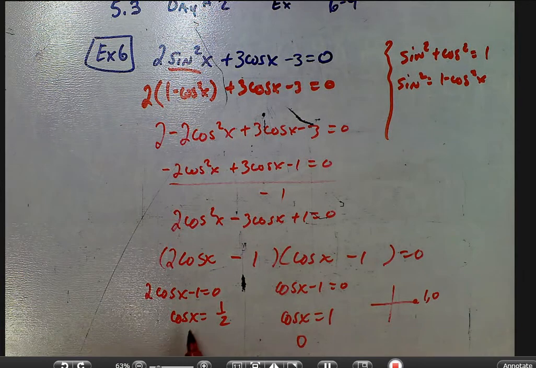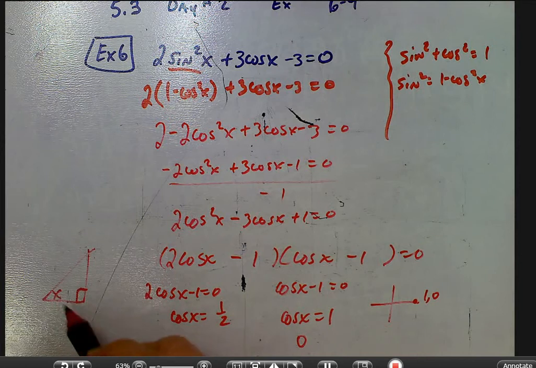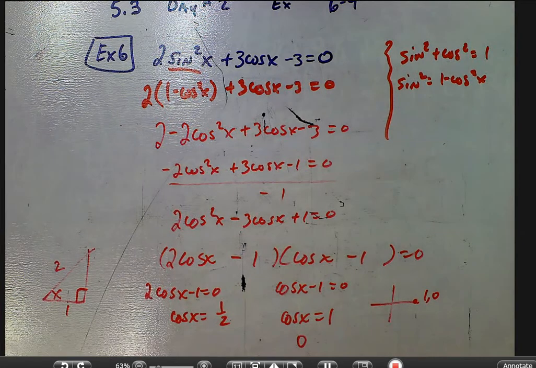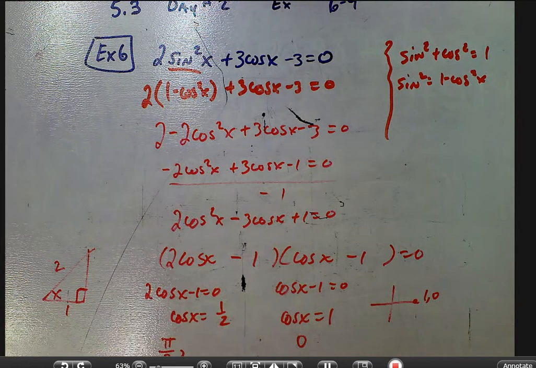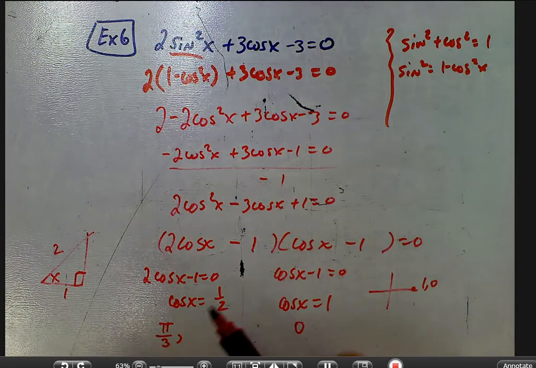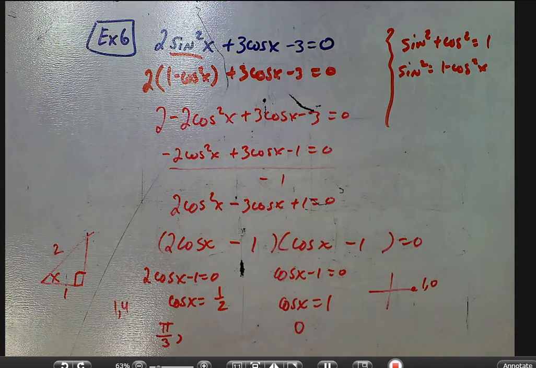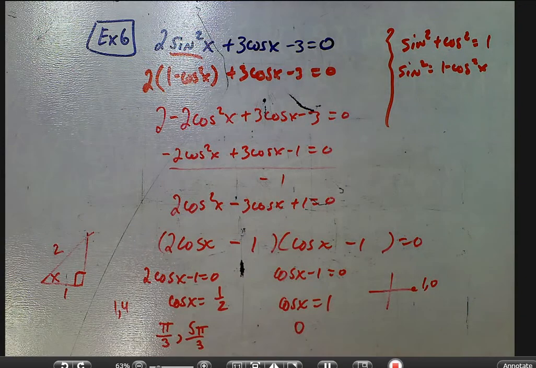And then for cosine of x to be 1/2, in the triangle, x is adjacent over hypotenuse, 1 over 2 because it's cosine. Therefore I know that's pi over 3, because it's a 60-degree angle. The next thing I know is that it's positive. For the cosine to be positive, it's quadrant 1 and 4. Therefore, for the quadrant 4 angle, it would be 2 pi minus pi over 3, which is 5 pi over 3.